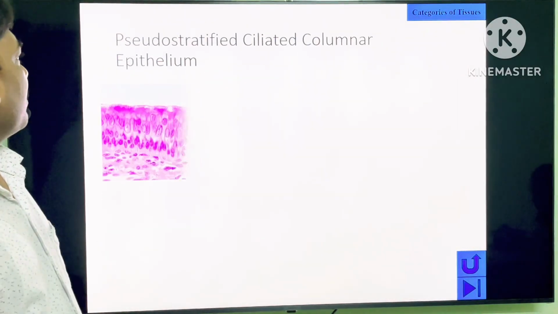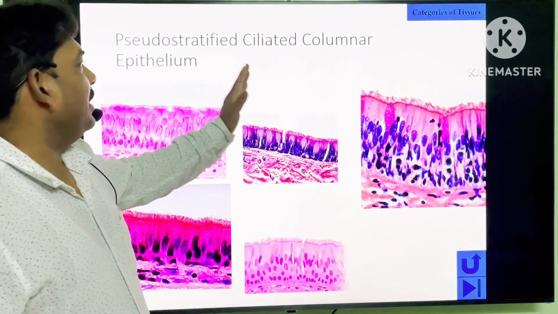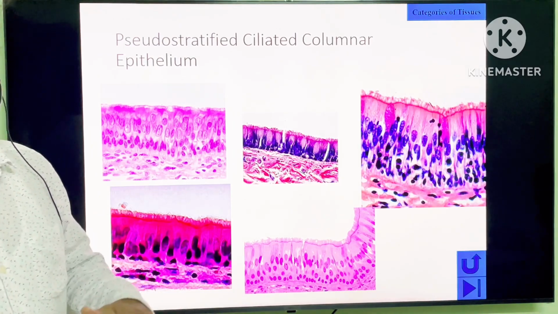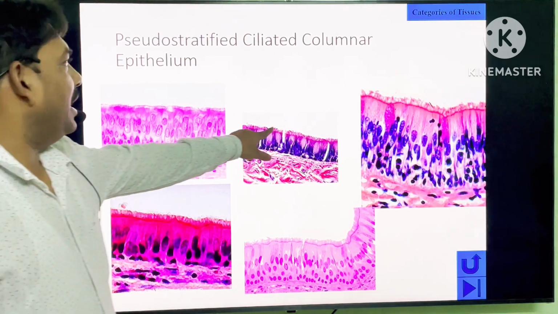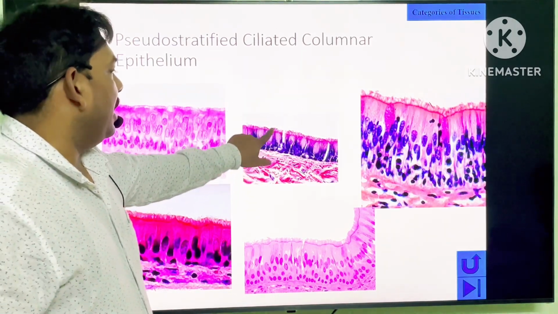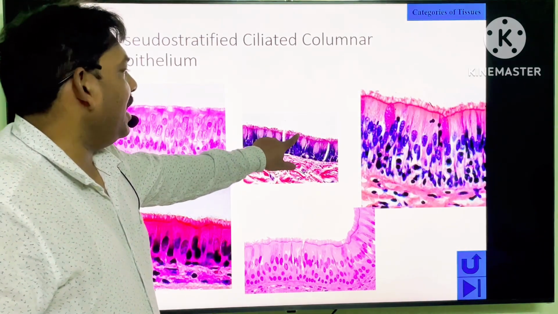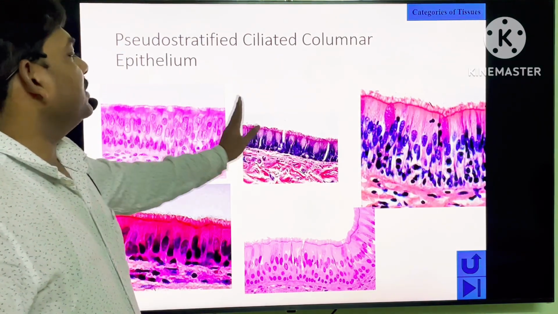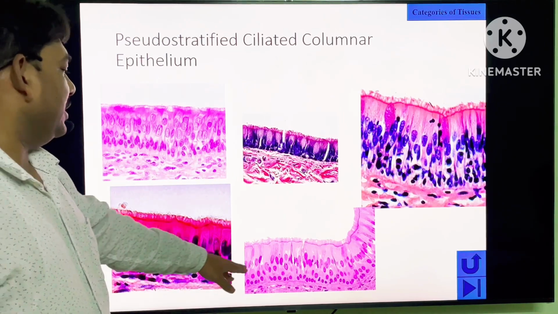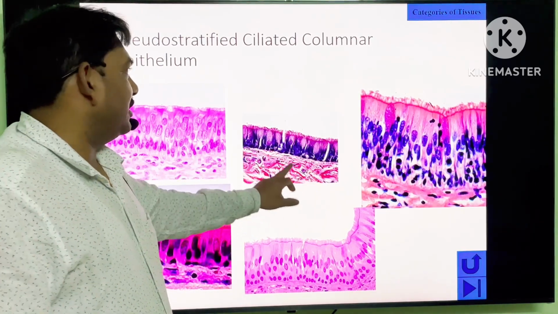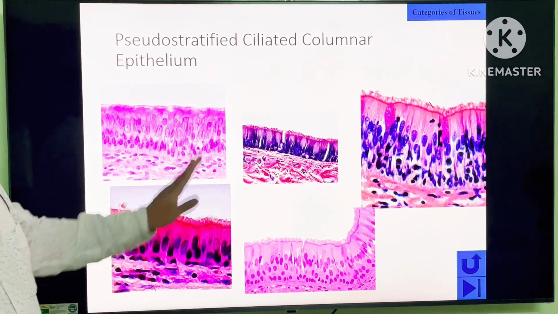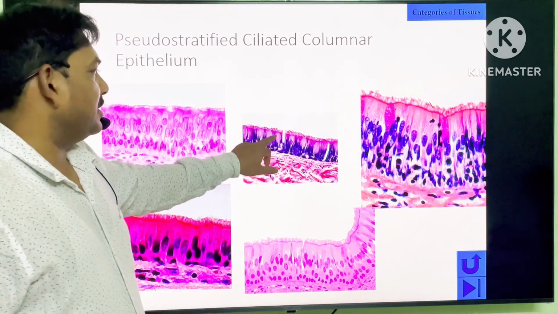Next, pseudostratified ciliated columnar epithelium. It is pseudostratified, it is ciliated, and it is also columnar. It is a columnar cell, ciliated, and a pseudostratified epithelial tissue. This entire structure indicates the pseudostratified ciliated columnar cell.